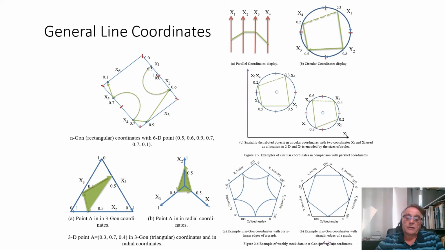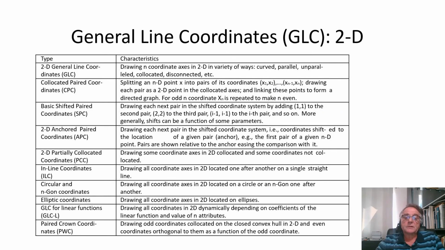Similarly, you can get pentagon coordinate locations or locate them in a triangle. This slide summarizes different types of general line coordinates in two-dimensional space. In a more general way, n coordinates can be drawn in a variety of ways: curved, parallel, unparallel, collocated, disconnected, and so on.